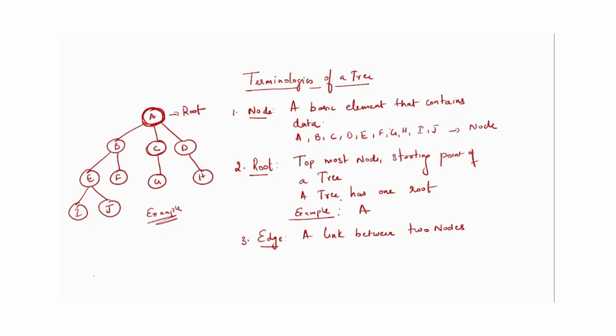What is an edge? An edge is a link between two nodes. For example, here as you can see, this is an edge between A and B. This is an edge between B and E. This is an edge between E and I. Therefore, an edge is nothing but a link between two nodes.